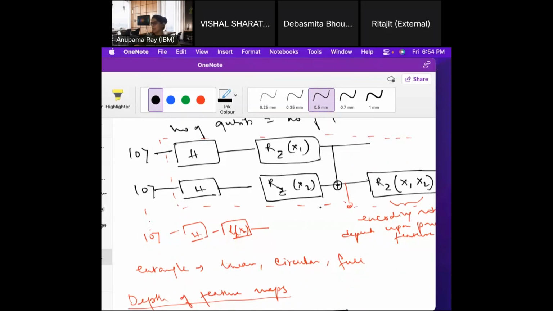It could be any entanglement. It could be linear, circular, full, anything. And that gives you the liberty to create different types of higher order encoding. So different types of rotation axis, and even different repetitions. So you can repeat this entire feature map multiple times.